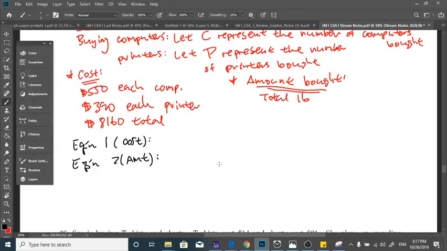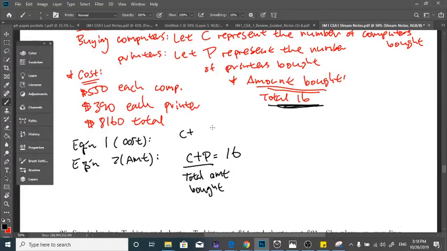So let's start with equation 2, and then I'll show you why I'm doing it like this a little bit later. So C is the number of computers bought, P is the number of printers bought. So if you put them together, that is the total amount bought. The number is 16.